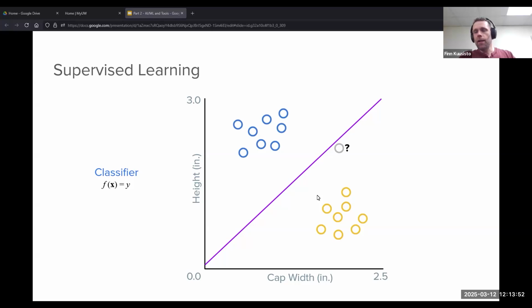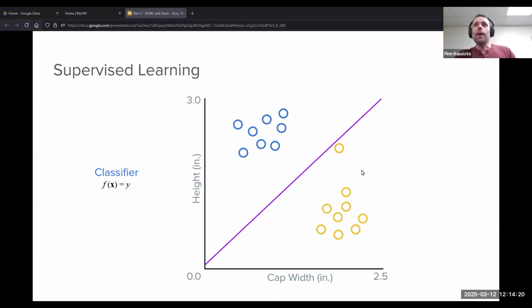So that in the future, if I go out in the forest and grab a mushroom I don't recognize, I can measure its height and cap width, and plop it into my classifier space here. To guess if this is toxic or non-toxic, I just see which side of the line it lies on. In this case, it's on the orange side, so let's say that's the non-toxic side. So presumably I can eat that mushroom. I'm probably not going to do that because I'm a little bit risk averse, but I could if I wanted to.